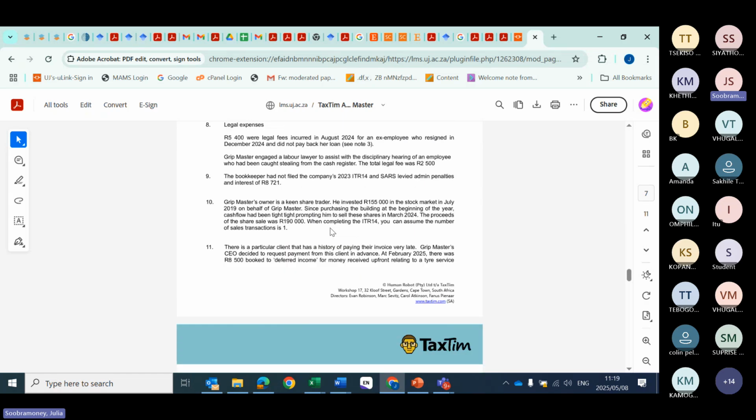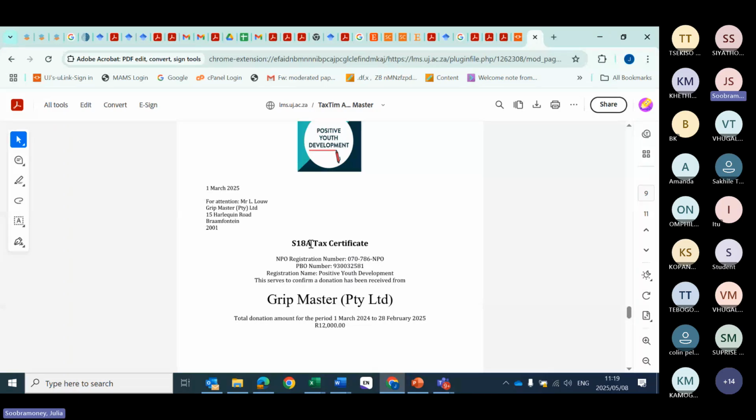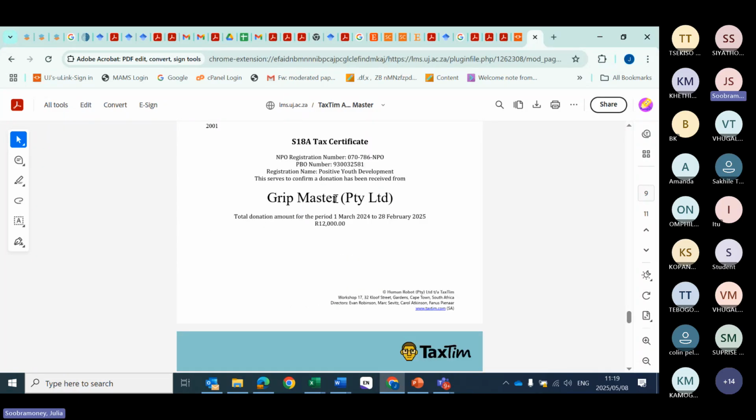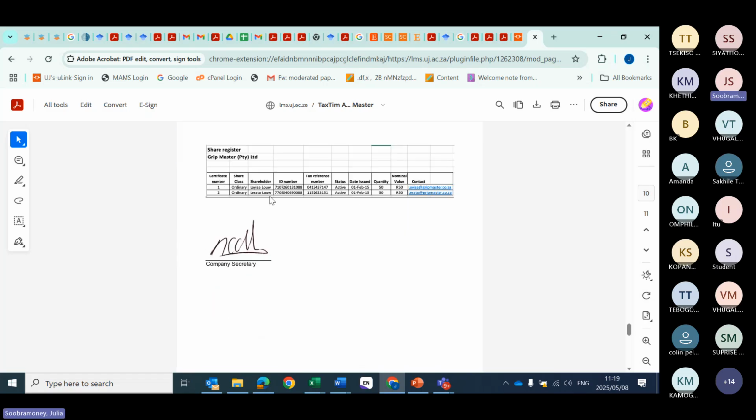All the information is given, okay? So here in other information, there's a lot of extra information given here. It's not a small business corporation, so section 12E not applicable. On the ITR4, they're going to ask you, what is your industry code? All under other information here. There's industry code. Okay, there's a certificate. Cash was given to a PBO. There's our tax certificate. So this is like real life examples. Okay, then there's shareholders. So here it shows us what is the value of the shares.